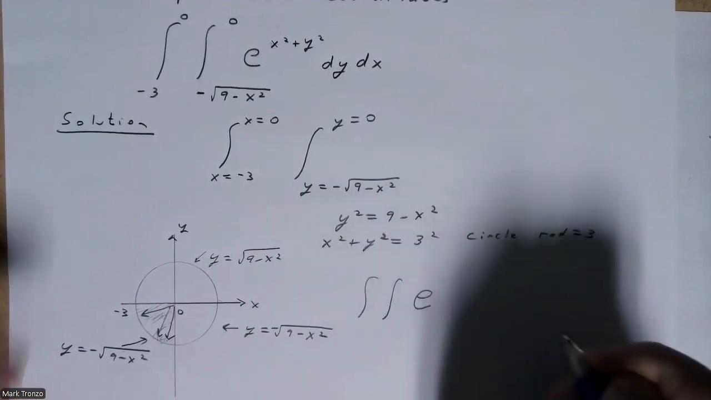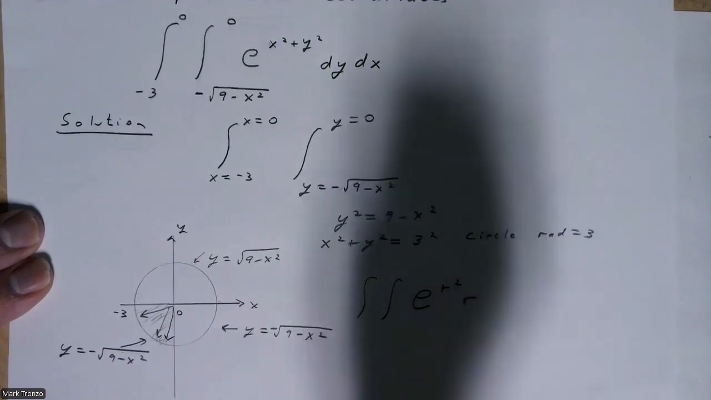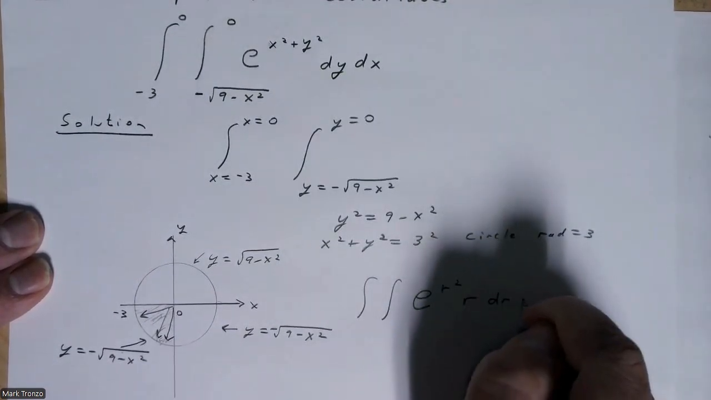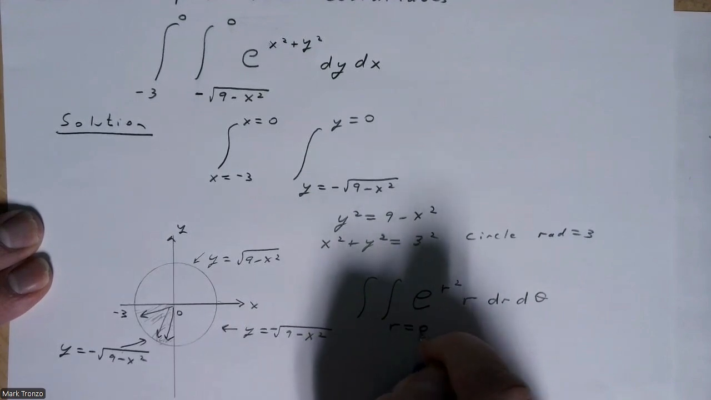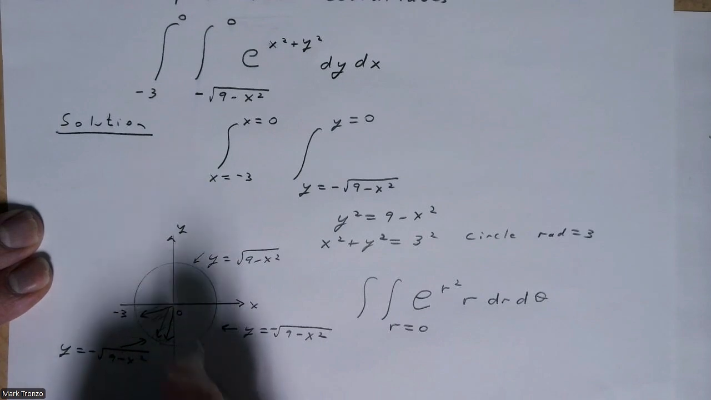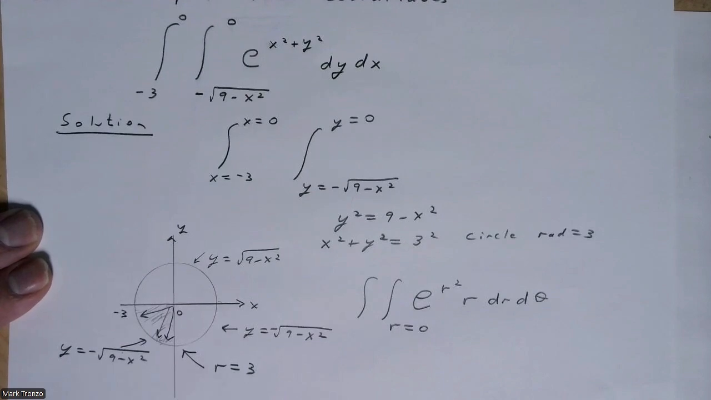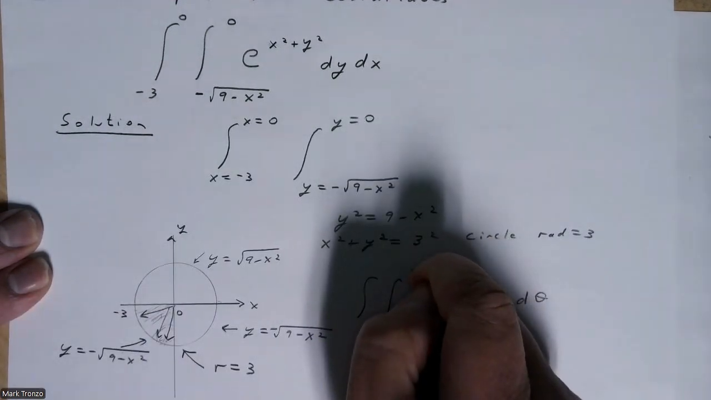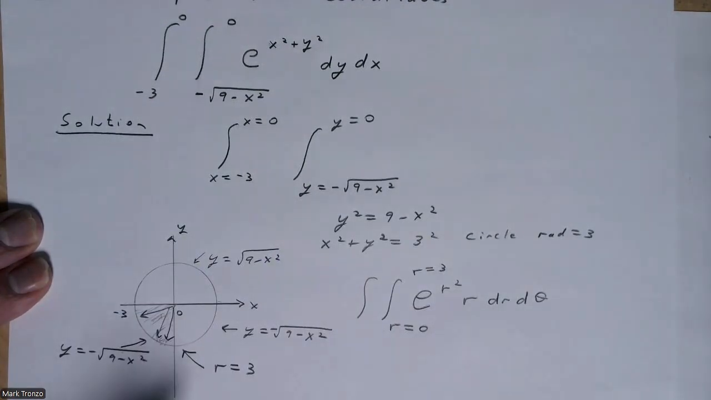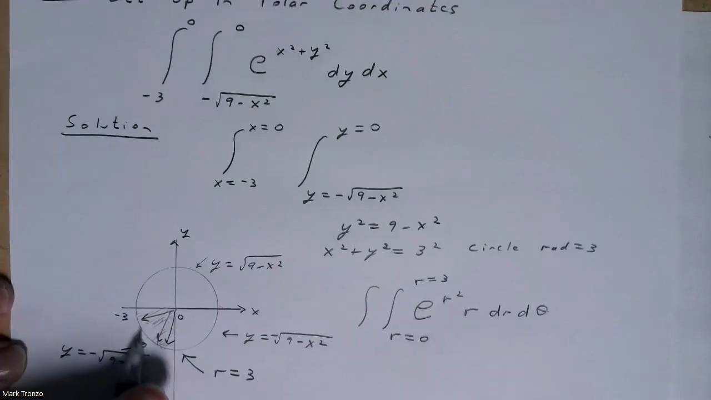So our integral now will be e to the r squared here, and I always remember to put the Jacobian in, r dr d theta. And from r equals 0, and would we say this was a circle of radius 3? So remember, in polar coordinates, this circle is represented as r equals 3. That's the equation for the circle. r equals 0 is the lower bound. The upper bound is r equals 3. And then where were we starting? Remember, we measure theta from the positive x-axis. We're starting at pi to 3 pi over 2.